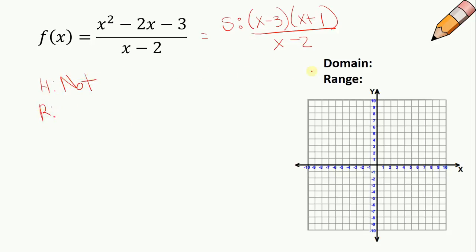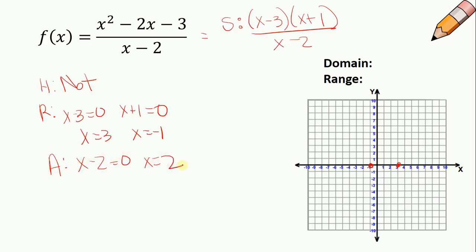My roots, aka my x-intercepts, set the numerator equal to 0. So x equals 3, x equals negative 1. Let's mark those in. There we go. For my asymptote, set the denominator equal to 0, because this is my vertical. So x minus 2 equals 0. So x equals 2 is my vertical asymptote. Graph that in here.